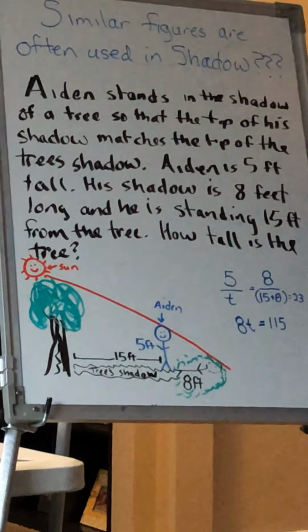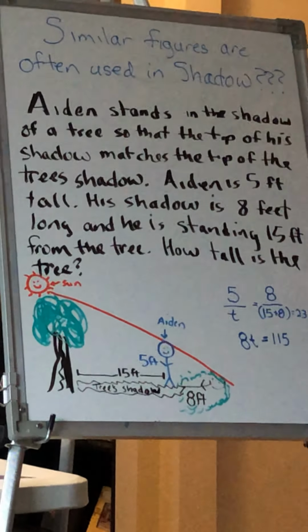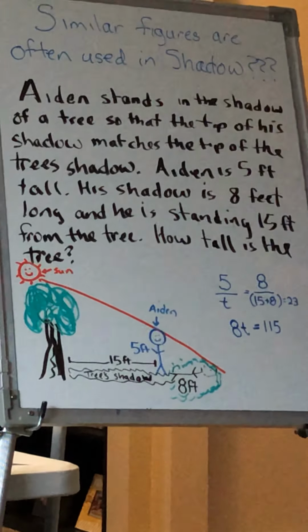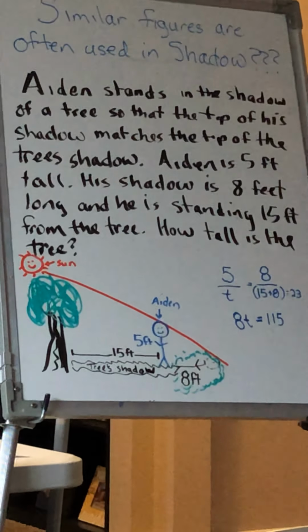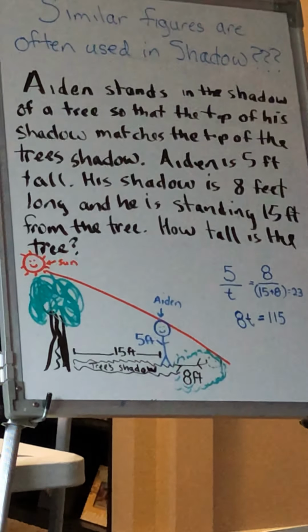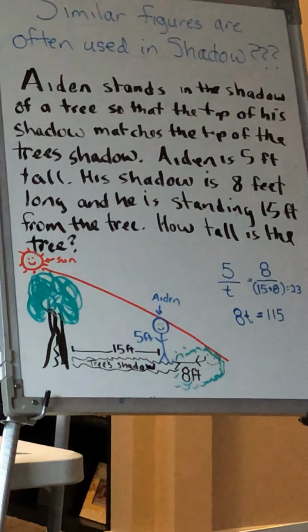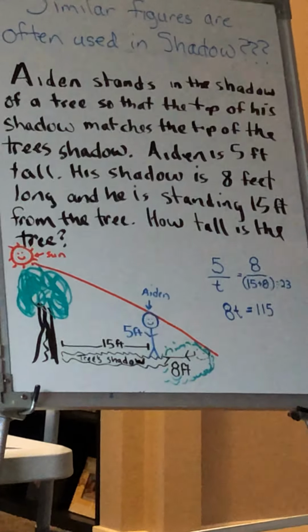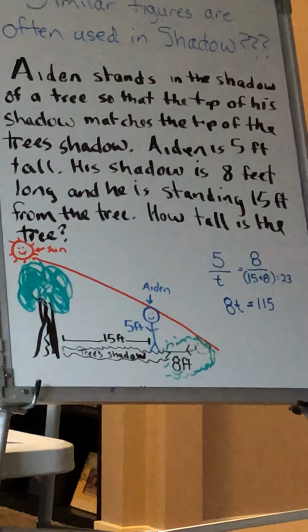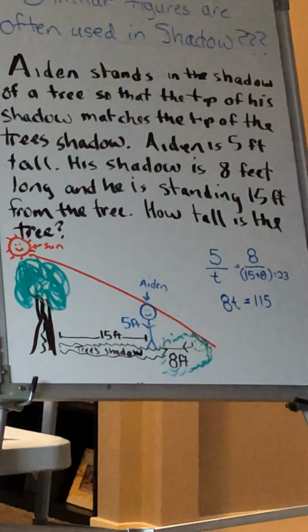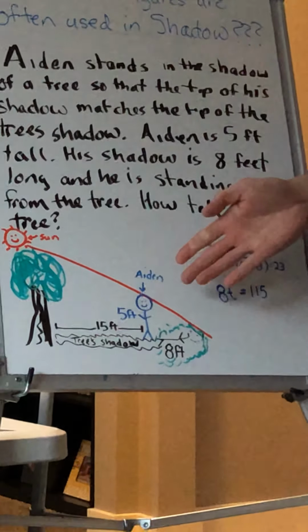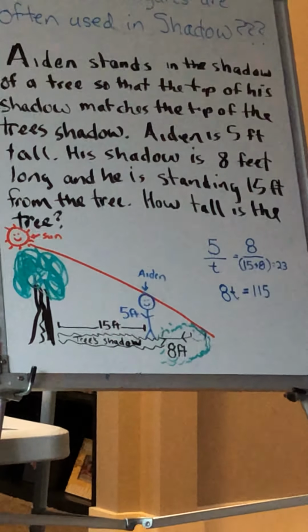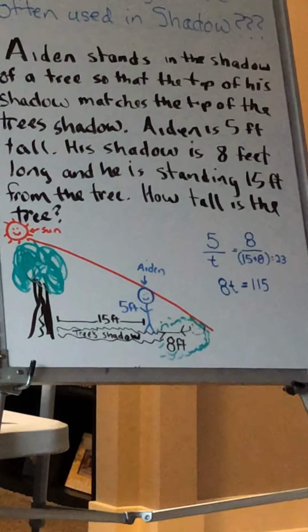All right, this is similar figures. Aiden stands in the shadow of a tree, so that the tip of his shadow matches the top of the tree's shadow. Aiden is 5 feet tall. His shadow is 8 feet long, and he is standing 15 feet from the tree. How tall is the tree? That's very wordy. The best thing you can do is draw a picture. And there's my picture. Not a great picture, but it's what I can do.